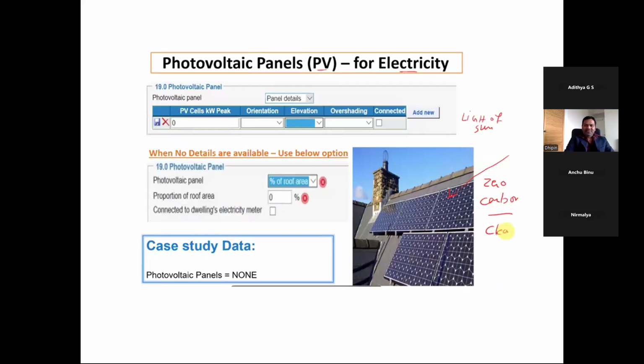This is something that we are all excited about, and we have been hearing about this, having solar panels at home and saving energy.